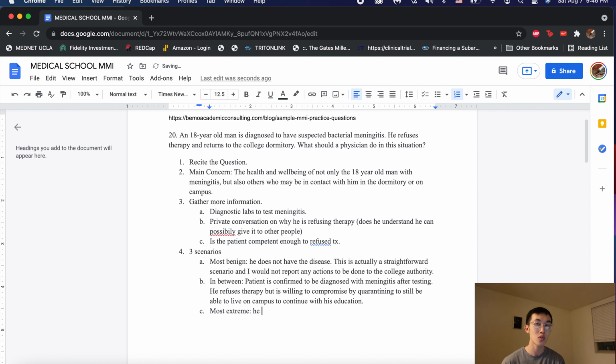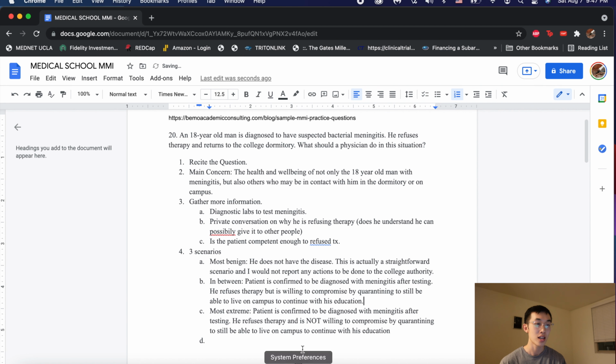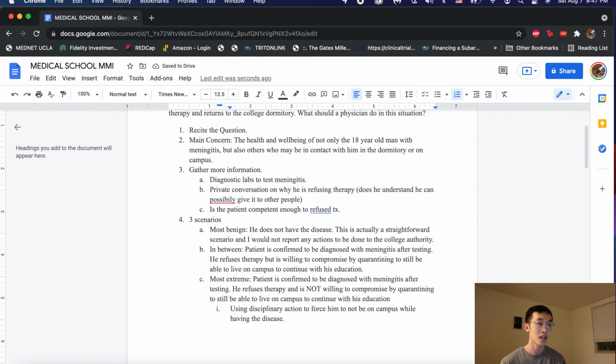And it kind of gives you an idea for the most extreme scenario, which may be that the patient is confirmed with the disease, he is refusing therapy, and he is not willing to compromise by quarantining and keeping himself away from other people on campus. And because he is a threat to the livelihood of other people on campus, then you can suggest a solution such as using disciplinary action to force him to not be on campus while having the disease. And that can be your solution for that one.